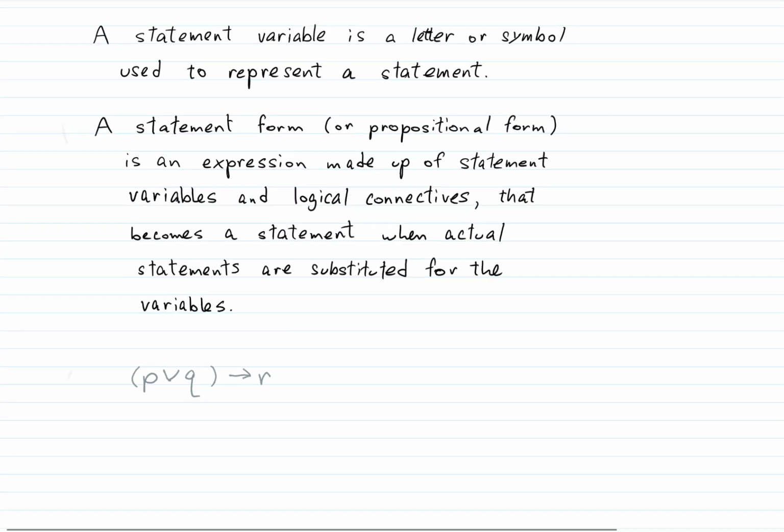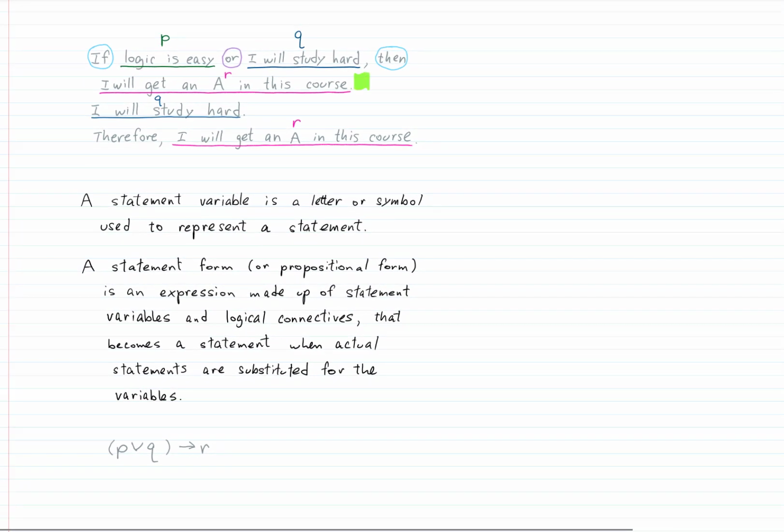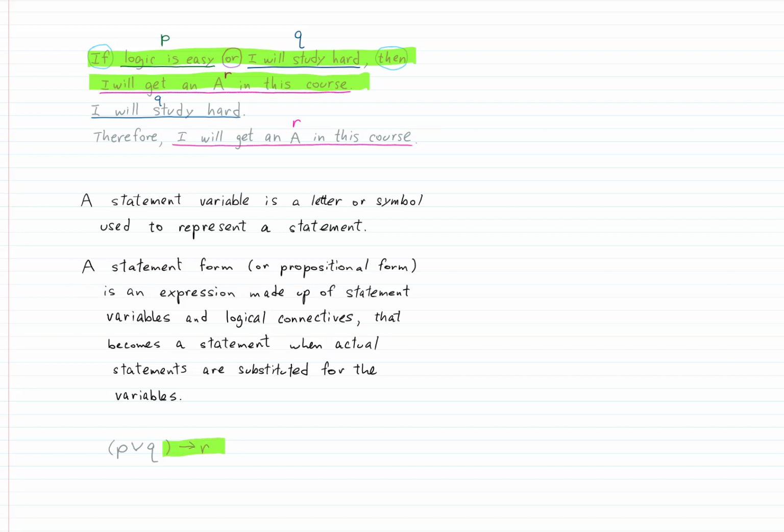Okay? So that represents this whole thing here. That whole statement, you can see its logical form right there. You can't see if it's true or false down here, but you can see its logical form. And that's why that's called a statement form, because it shows the logical form of the statement. Okay?